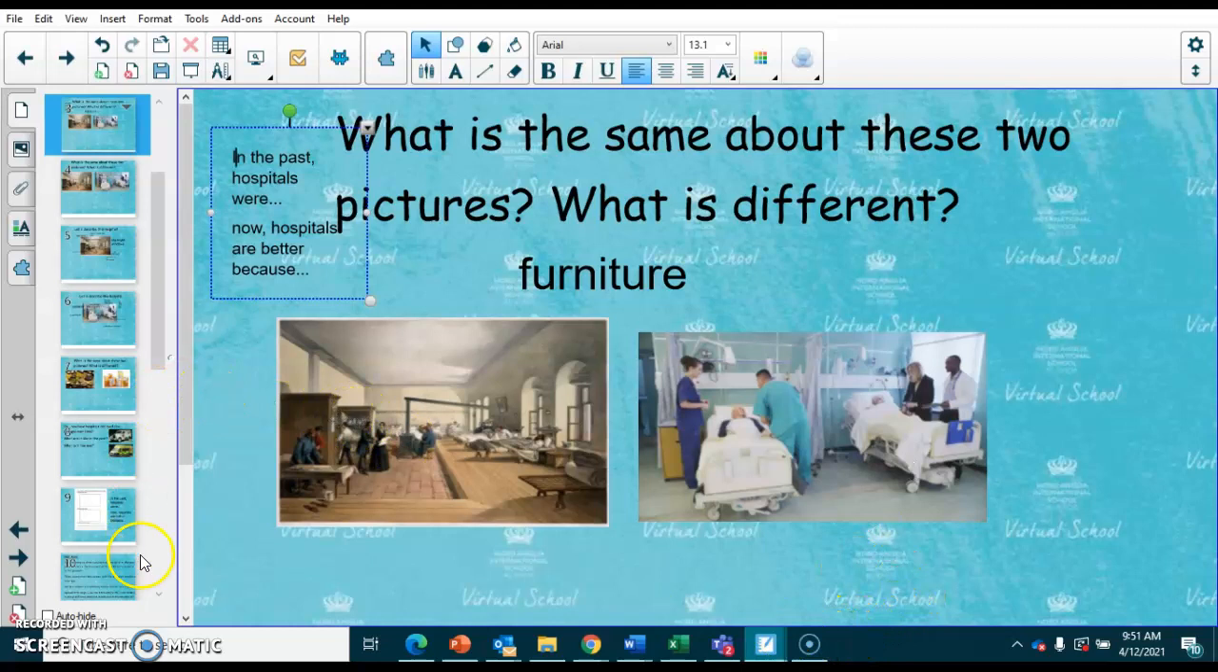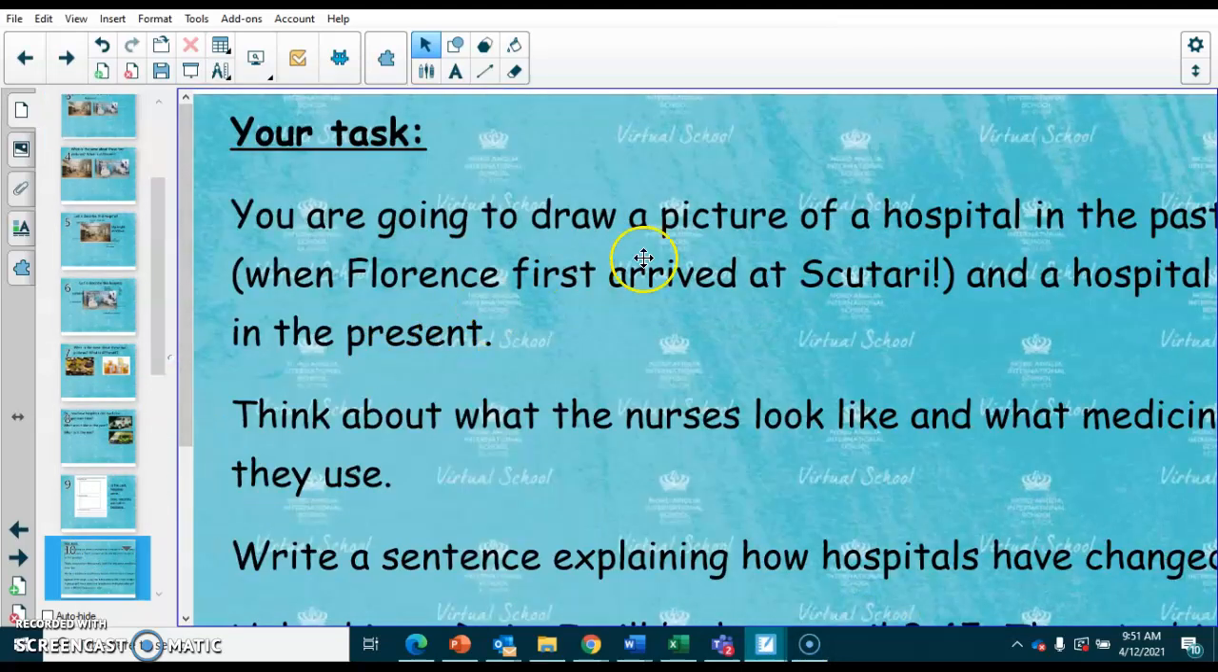Okay, so can you have a go at that activity now? Go and draw a picture of a hospital in the past and a hospital in the present. Think about what the nurses look like and what medicine they used. So you're drawing two pictures, one of an old hospital, one of a new hospital, and write a sentence explaining what an old one was like, what a new one is like, and why they're better.